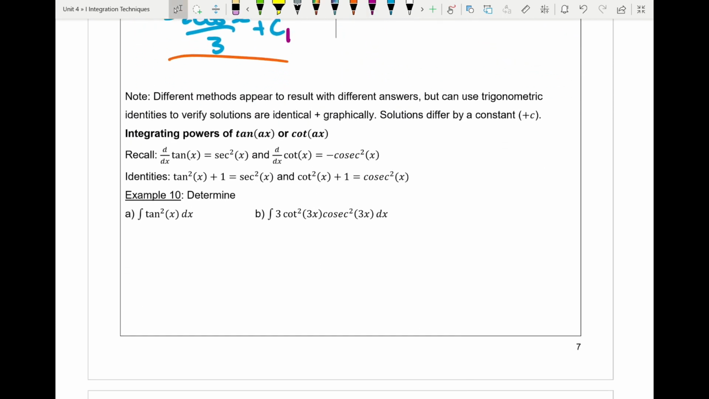Okay, I think this is our last example for today. Integrating powers of tan or cotan. So recall that the derivative of tan of x is secant squared of x, and the derivative of cotan of x is negative cosecant squared of x. We also have some identities, which is tan squared x plus 1 is equal to secant squared x, and cotan squared x plus 1 is equal to cosecant squared of x. So if we have this first equation, tan squared can be written as secant squared x minus 1.